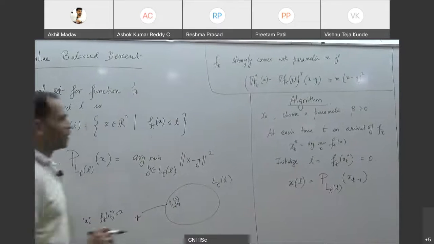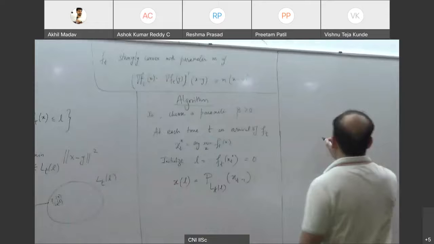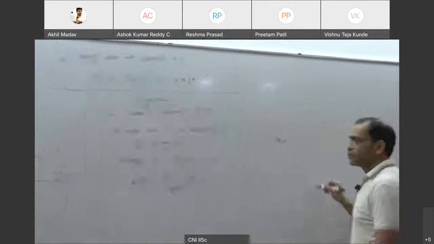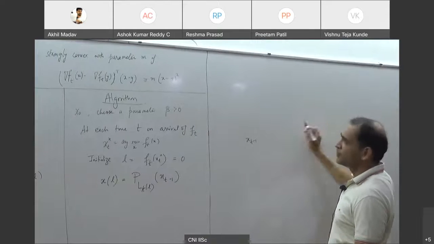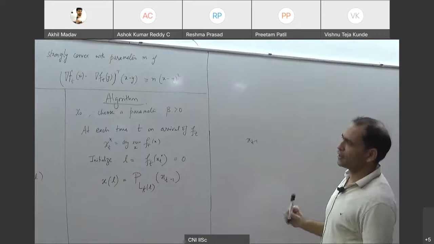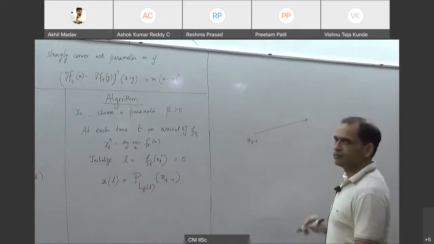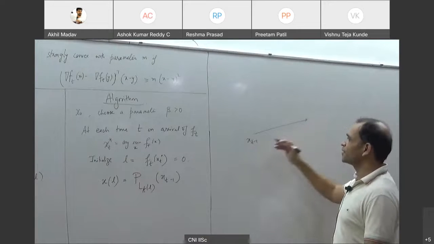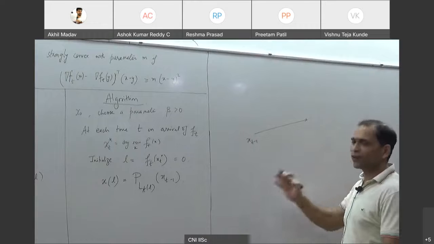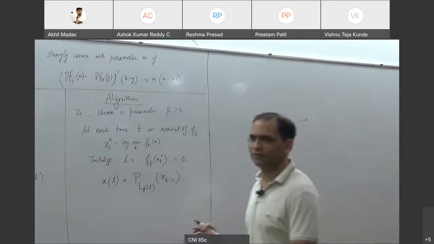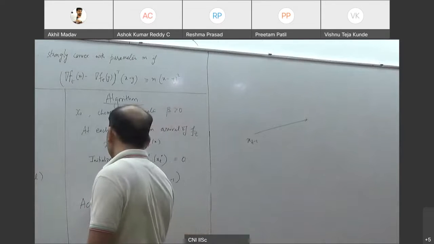I'll draw a picture for you. Where am I? I'm here, at XT minus 1. This is my current state. This is my single term. The level set is here, and I'm taking this projection on the single term. So essentially, XT minus 1 goes to XT star, but I'll not accept unless something happens. So accept this and stop.